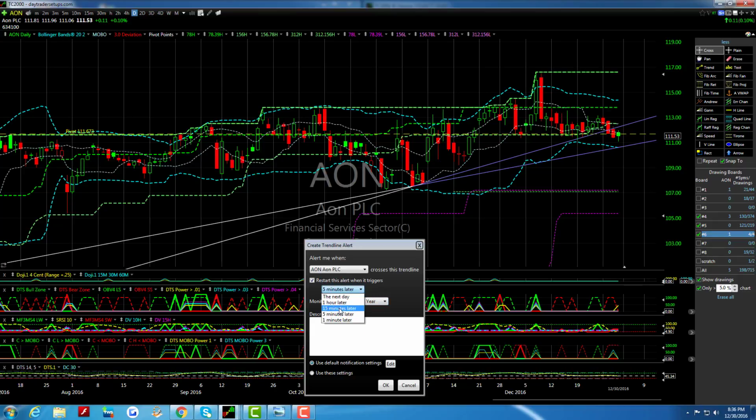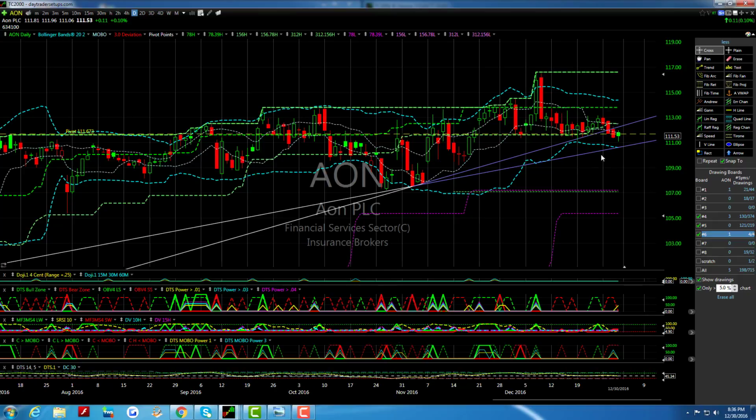If I hit this next week and bounce off of it, that's all well and good. It'll never hit the alert again if it doesn't come back down. But it may hit this line out into the future over here somewhere, months from now, and it's going to be in play again. If it loses it and goes down, when it comes back up, it touches it, it's in play again.